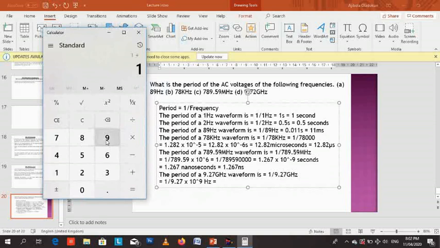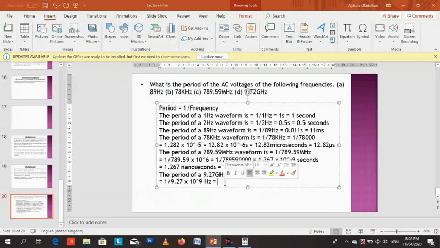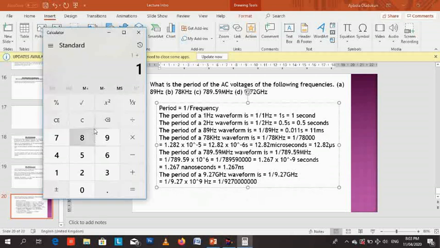9.27 giga. Now, giga is 10 raised to the power 9. You move the floating point to the right 9 times. That'll be 9,270,000,000, that is 7 zeros after 2, 7. So that is 9 billion, if I'm right. 9 billion 270 million complete cycles in 1 second.